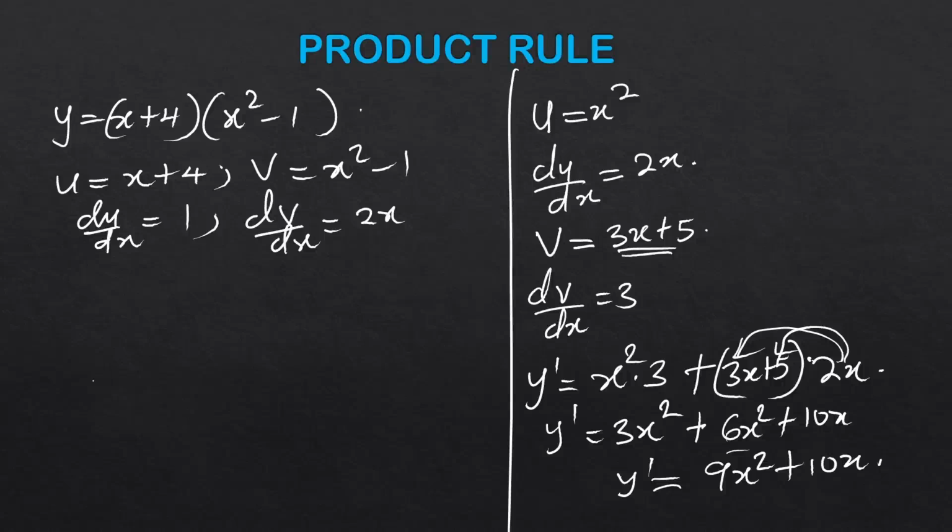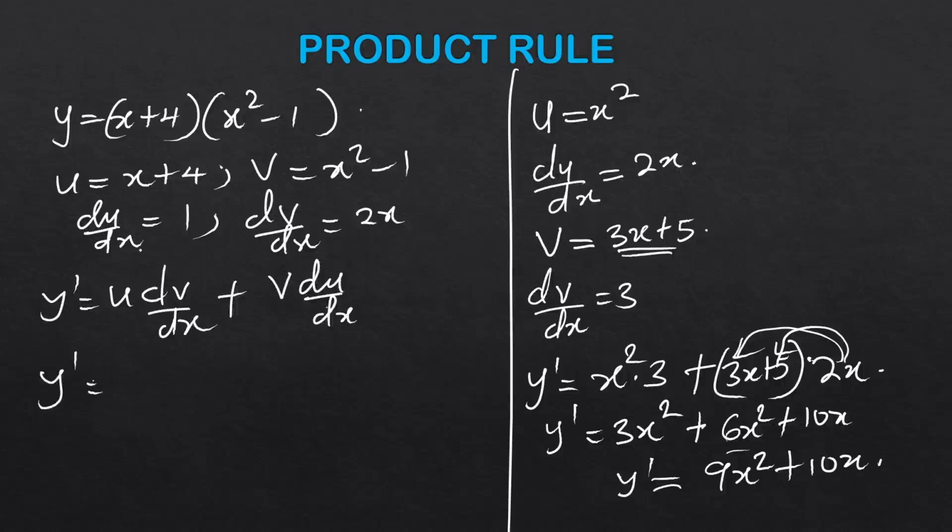So I'll go back to my equation, which is y prime is given as u dv/dx plus v du/dx. Now let's go. y prime is something as u. What is u? u is x plus 4. I would have liked you to pause the video and try. That is what I was supposed to say, but let's keep going.